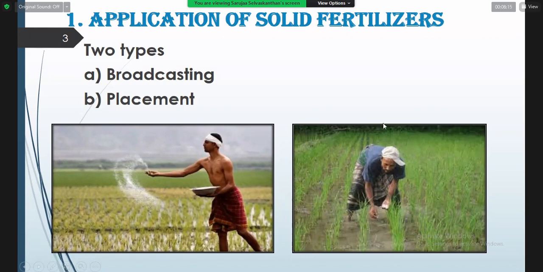Then this one is placement. Here I have a lot of plants, and we want some of them. You apply the fertilizer near to that plant. That is called placement. We have the methods under broadcasting and placement, and the advantages and disadvantages, and many things are available. We will see them one by one.